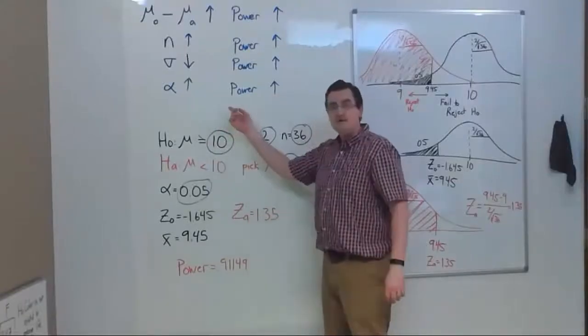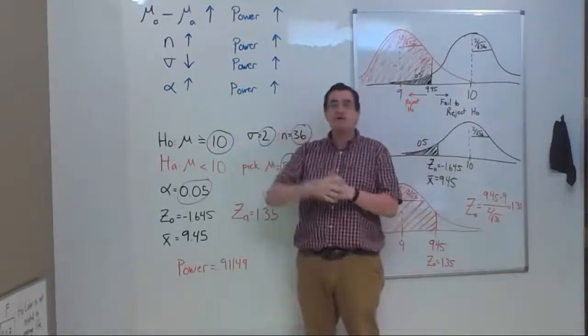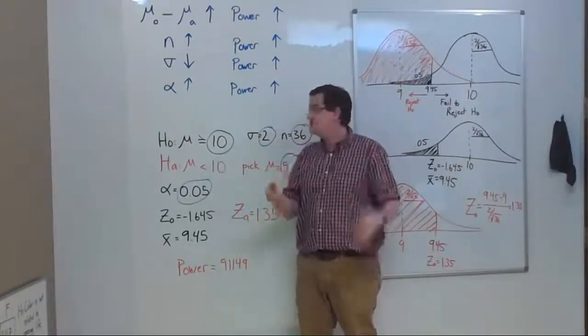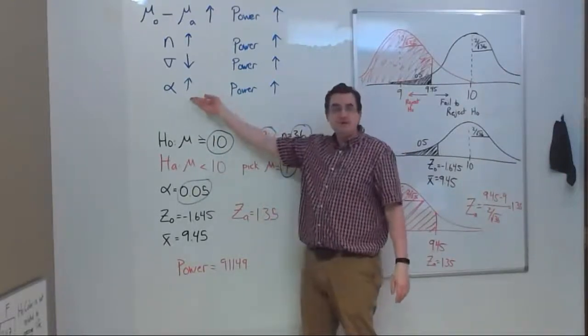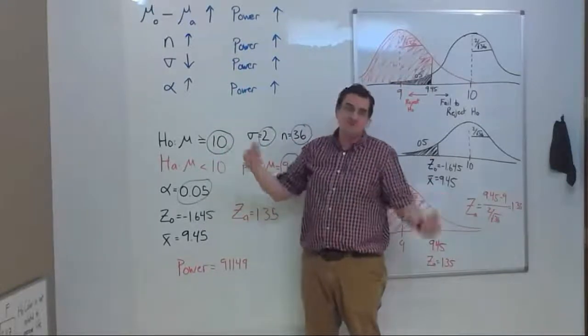So alpha going up increases your power. So why don't we just always automatically increase our alpha? Because we don't know in real life whether the null or the alternative was true. So yeah, you're increasing power. You're increasing type 1 error rate if the null is true, right? So that's where people stick with 0.05.